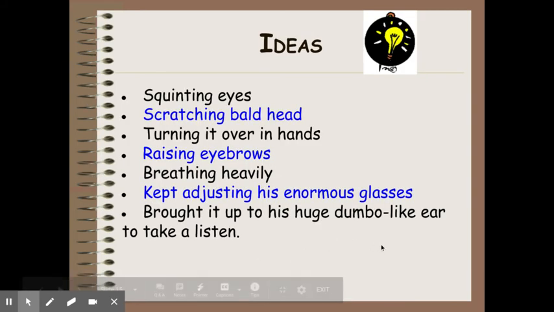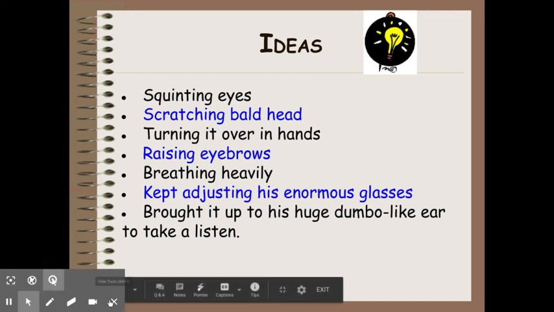All right, well, some of you might have some different ideas going on there. You might have put that grandpa was squinting his eyes, or grandpa was scratching his bald head, or just turning that iPod over and over in his hands like, what is this thing? He might be raising his eyebrows or breathing heavily. He might just be adjusting those enormous glasses trying to get that iPod into focus. He might bring it up to his huge Dumbo-like ears and take a listen to it. So all of those ideas are probably a part of it right now.